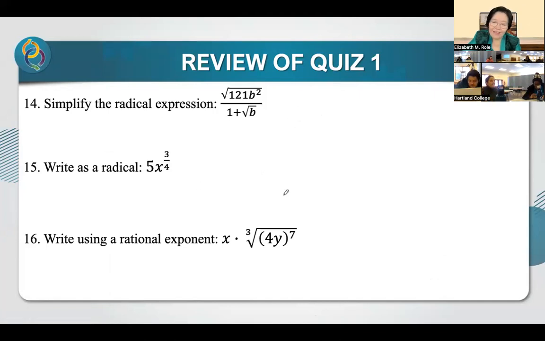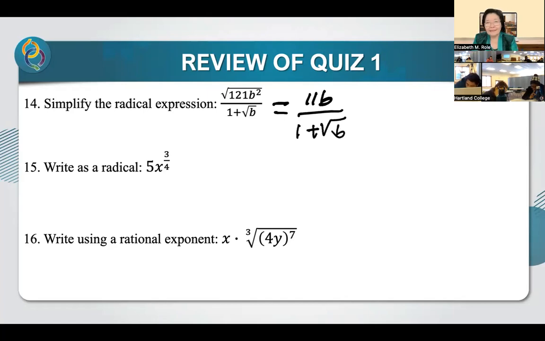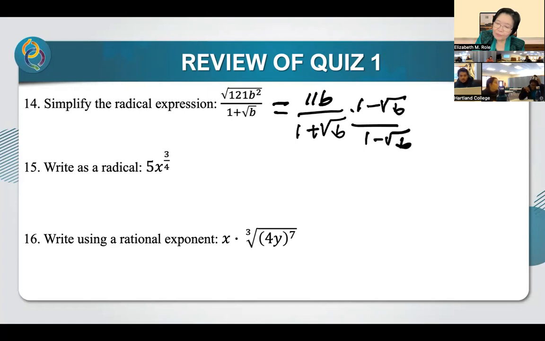Okay, this one, simplifying the radical. 1 is a perfect square and b squared is a perfect square. So you immediately can change that to be 1 over 1 plus the square root of b, to begin with. But we don't want the radical in the denominator, so you remember the conjugate? You multiply this by 1 minus the square root of b over 1 minus the square root of b. So we are multiplying the top and the bottom.